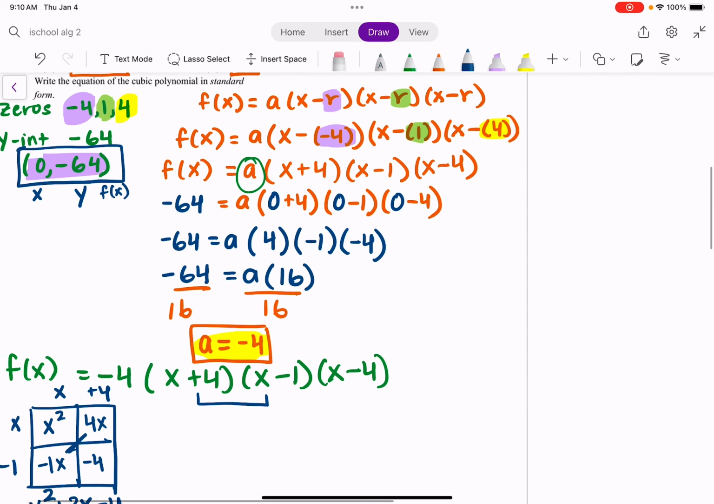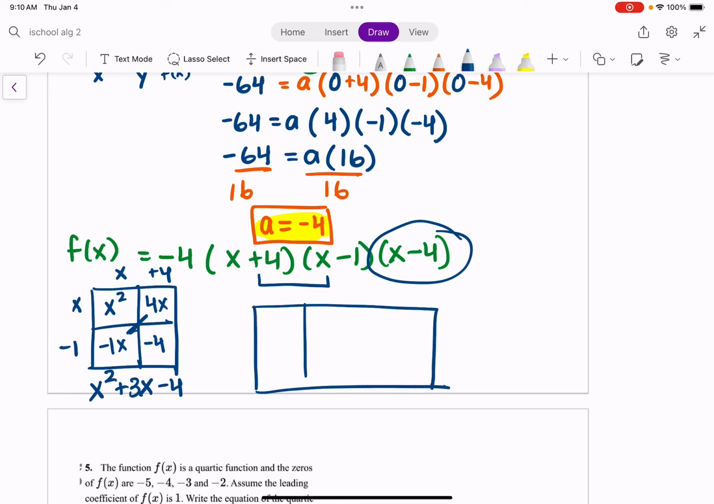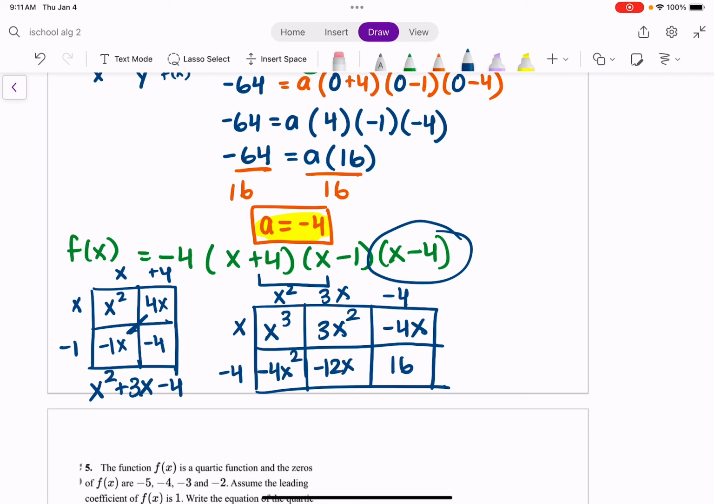Now I need to take that and multiply it with my last parentheses. So I'm going to make a 3 by 2 box, right? Because my answer from last time is going to go here, and then x minus 4 will go on the side. So again, I'm doing it again. 3x squared, minus 4x, minus 4x squared, minus 12x, 16. And I can combine like terms.